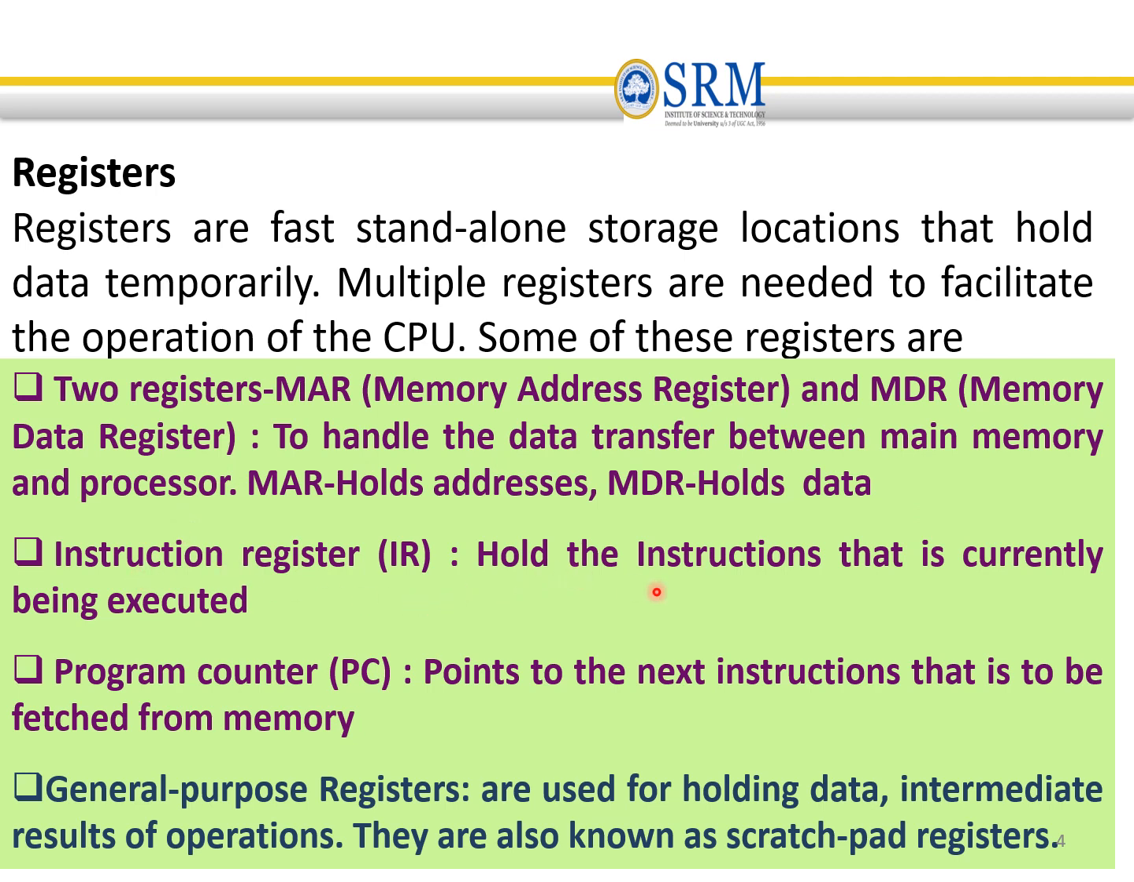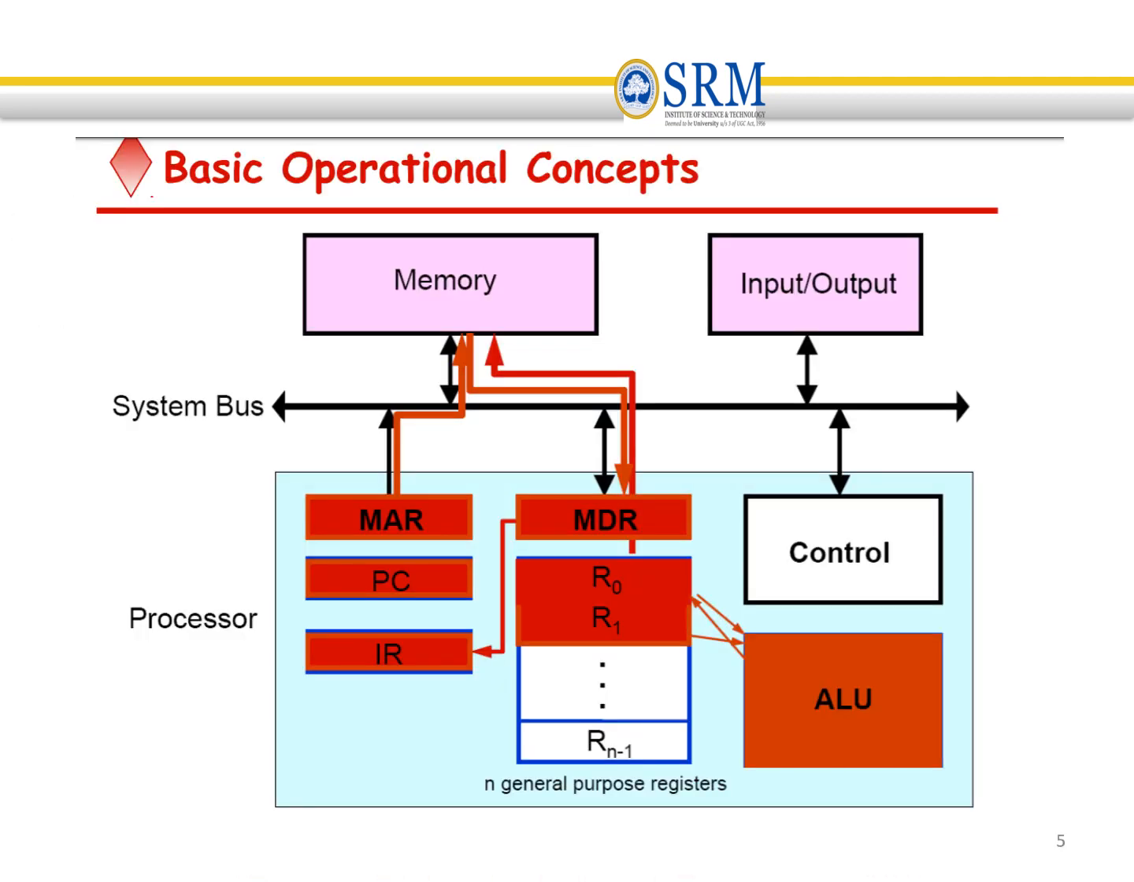The instruction register holds the instruction that is currently being executed. The program counter points to the next instruction that is to be fetched from the memory. General purpose registers are used to hold data and intermediate results for operations, and they are also known as scratch pad registers.